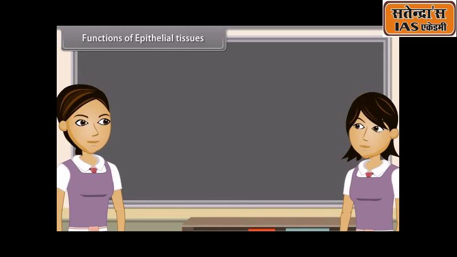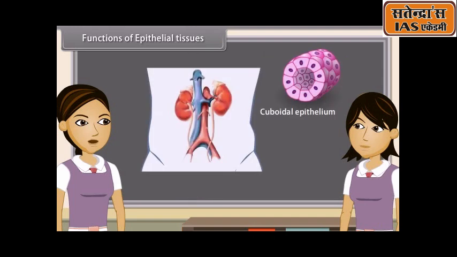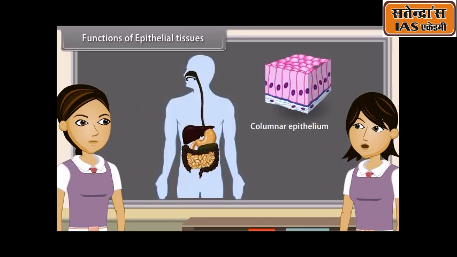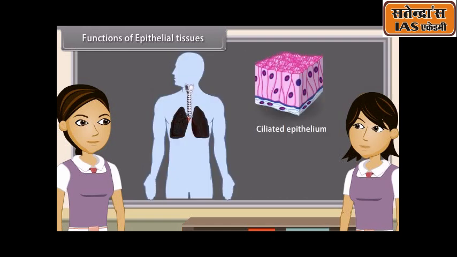Function of epithelial tissues. Squamous epithelium protects the underlying parts of the body from mechanical injury, entry of germs, chemicals and also from drying. Cuboidal epithelium helps in absorption, excretion and secretion. It also gives mechanical support. Main function of columnar epithelium is absorption and secretion. Main function of glandular epithelium is secretion from these glands. The rhythmic, concentrated beating of cilia of ciliated epithelium moves solid particles in one direction through ducts.